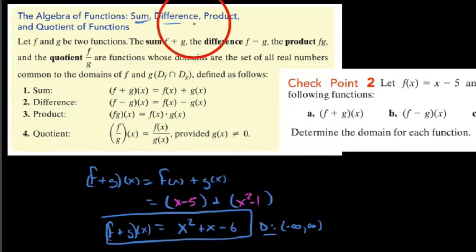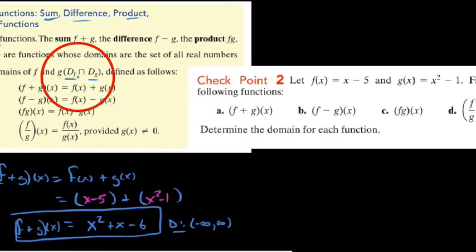So under a sum, difference, product, or a quotient of two functions, we say letting f and g be these two functions, then the sum, difference, product, or quotient are functions whose domains are the set of all real numbers common to the domains of f and g. So if we use capital DF here to represent the domain of f and DG to represent the domain of g, what this basically is saying is that the domain of this new function f plus g or f minus g or f times g or f over g of x is really where these two domains overlap with one another. They have to have an intersection of those two.